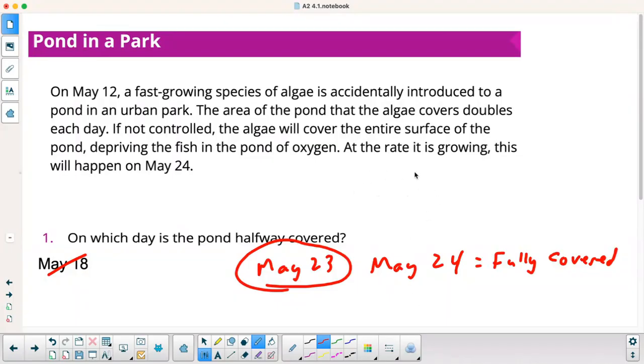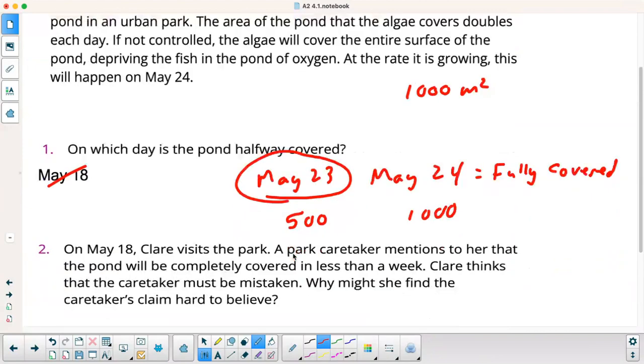Okay, so let's think about it. Let's say it's, I don't know, 1,000 square meters. So this would be 1,000, right? Well, if I'm going to double every day, this would have to be half of it the day before. So, it kind of makes sense when you think it through. It's kind of a trick question.